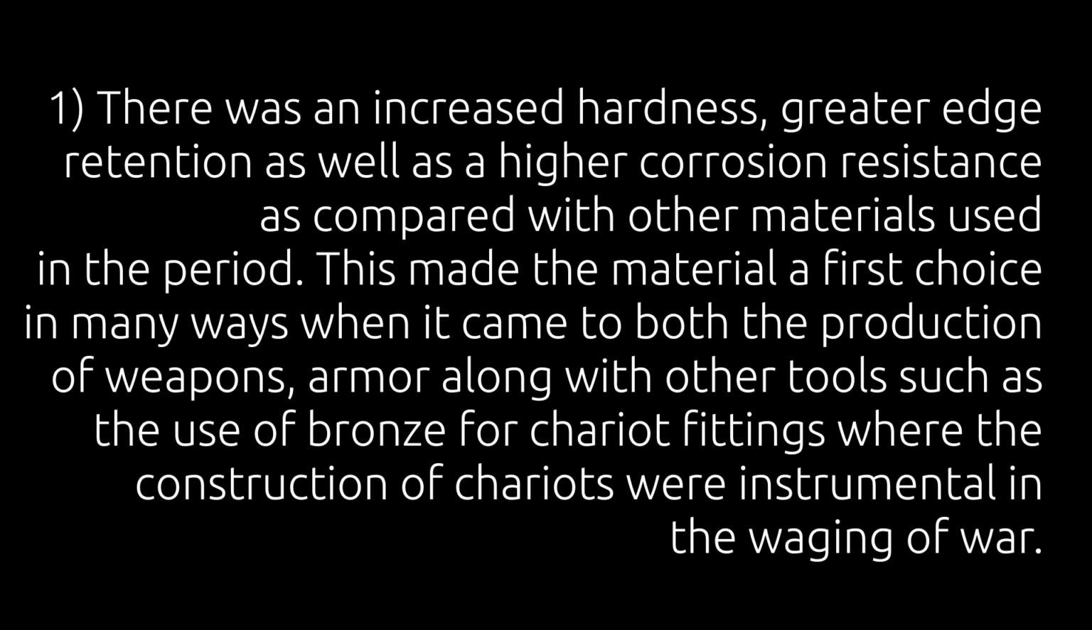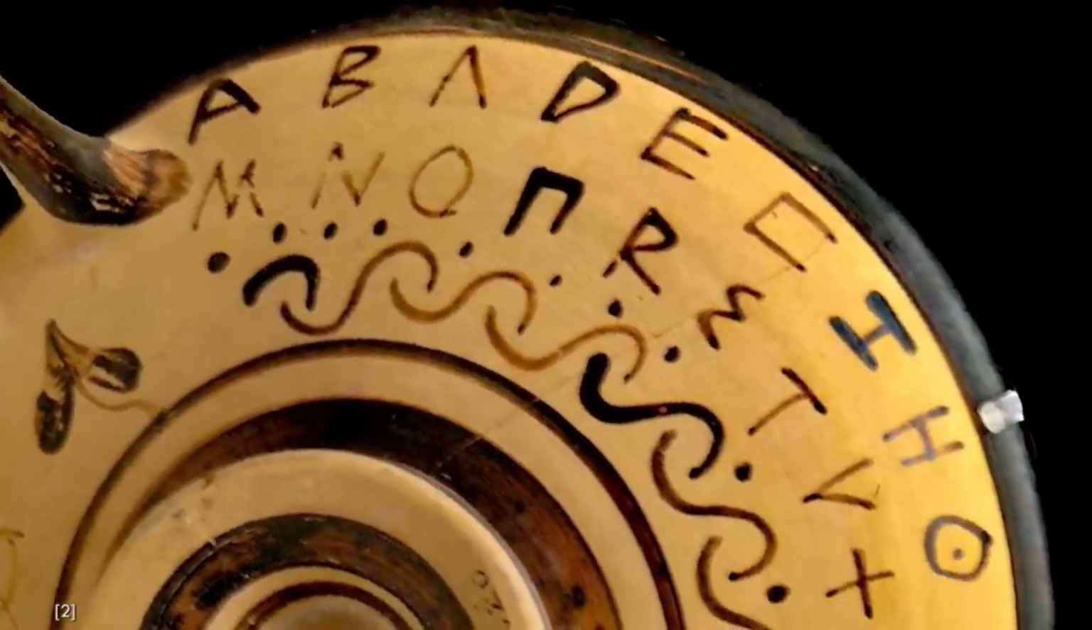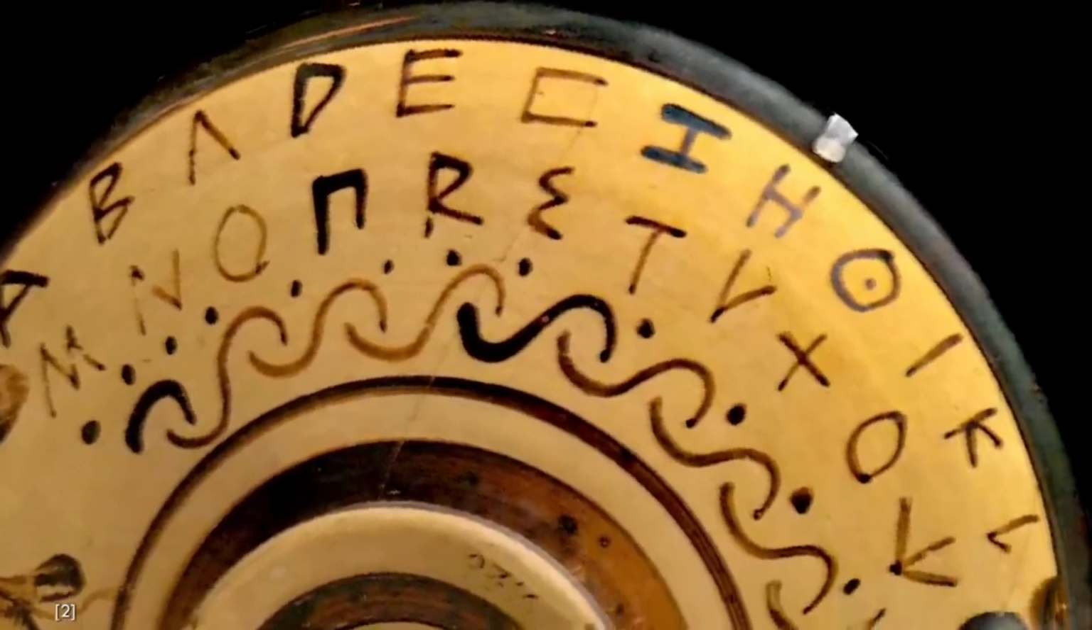This made the material a first choice in many ways when it came to both the production of weapons, armor, along with other tools, such as the use of bronze for chariot fittings, where the construction of chariots was instrumental in the waging of war. In fact, the production of chariots served as one of the main technological advances that would allow for the Indo-European migration throughout Eurasia. Among its users, this included the Egyptians, Mesopotamians, as well as the Mycenaeans.